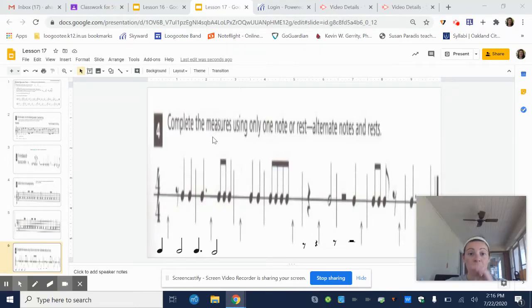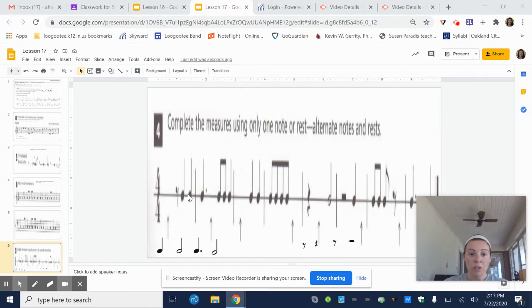In this exercise, you will complete the measures using only one note or rest, and you're going to alternate between notes and rest. So this first one, we're going to start with a note. And we have a missing note value right here at the beginning. So let's determine how many beats are in the rest of the measure.